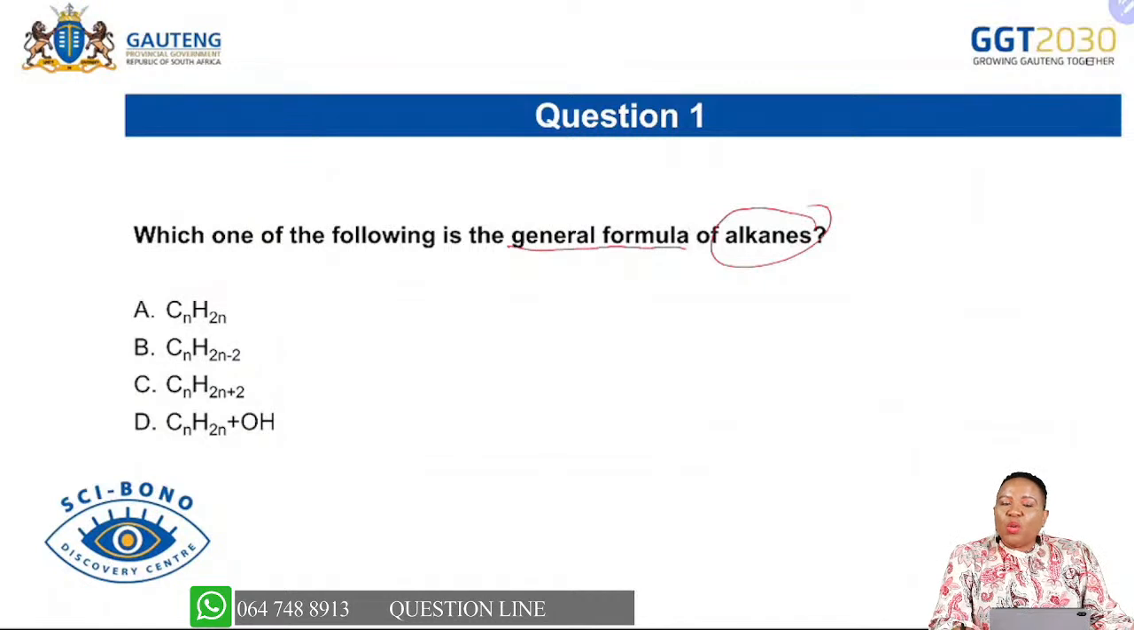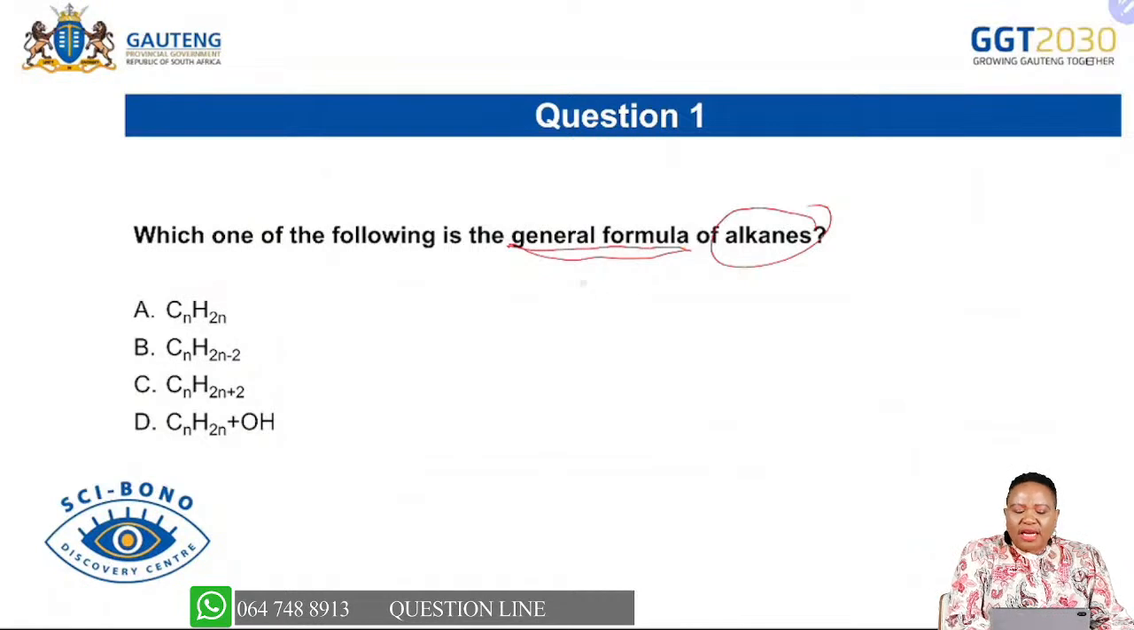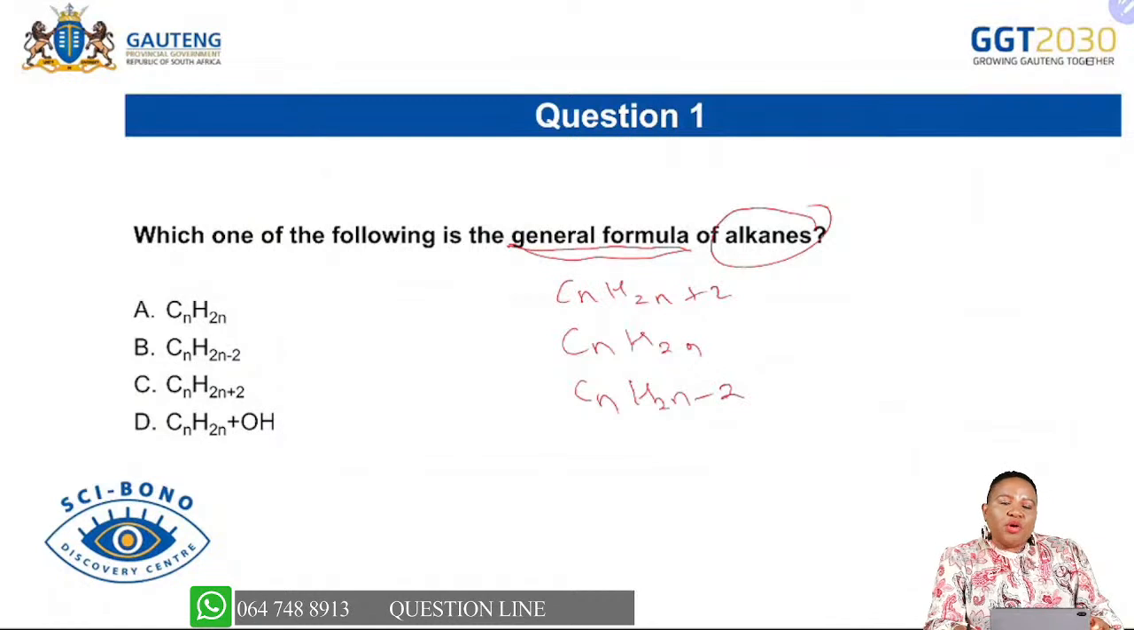Remember, immediately when a question is posed to you, you need to always recall the facts about what you know about that term, like the words general formula. Already you know that we have alkanes which have CnH2n+2. We have alkenes which have CnH2n, and the alkynes which have CnH2n-2. So immediately when you recall what is required of you, you can just go straight to the options.